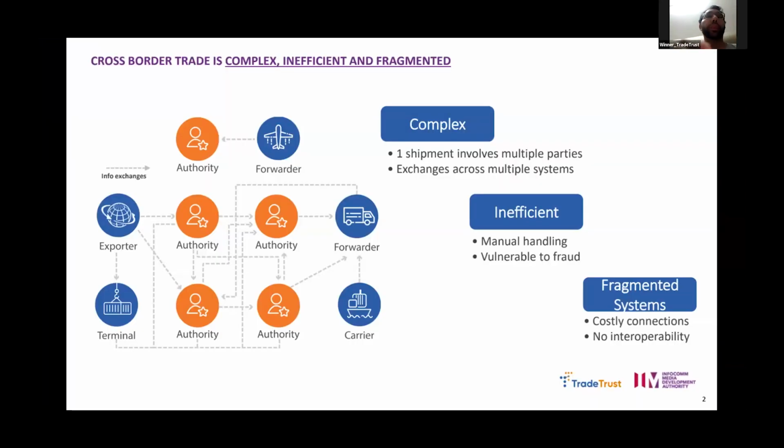Cross-border trade today is complex. Any one shipment can involve multiple parties and it involves exchanges across multiple systems. It is inefficient, largely paper-based, resulting in manual handling and a vulnerability to fraud. And last but not least, it is fragmented. For those that are not paper-based and have actually digitalized, the ecosystem consists of a lot of fragmented systems that actually exist in silos.